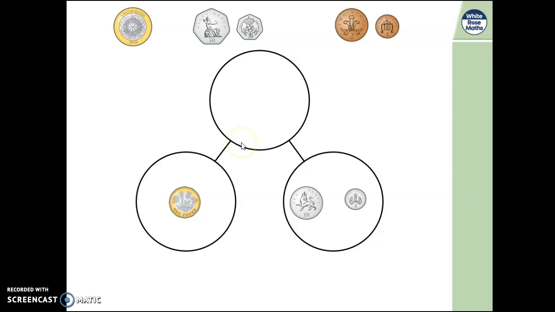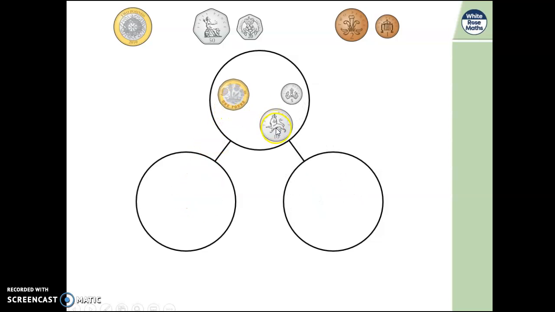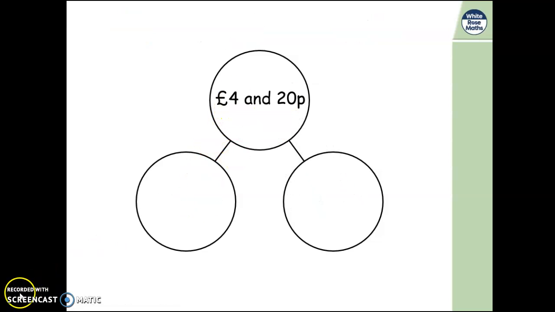Looking at this question, we don't have the total amount, but remember that part plus part equals whole. Let's look at the pounds first. We only have £1, so it's £1. And then we've got 10p and 5p, so that's 15p. So if we put them together, we'd have £1 and 15p.